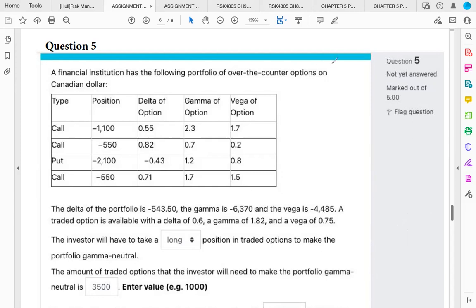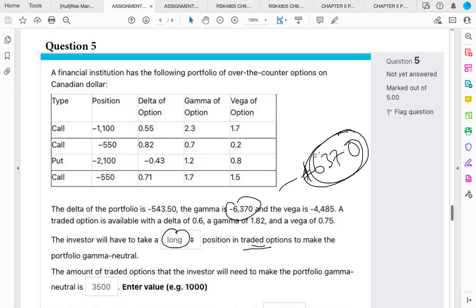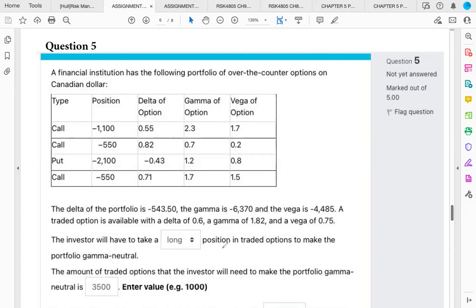So in this case, because our gamma is already negative, and we need to add assets with a positive gamma such that we have gamma neutrality, it means that we have to go long in the asset that we're going to add. In this case, the asset would be traded options. So we will need to go long in total 6,370, such that when we add this particular derivative into our portfolio, it will offset this negative gamma and our portfolio will be gamma neutral. So we need to take a long position in the traded options to make our portfolio gamma neutral.